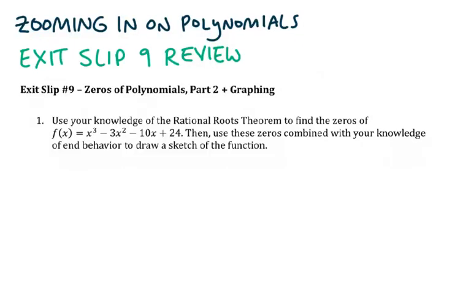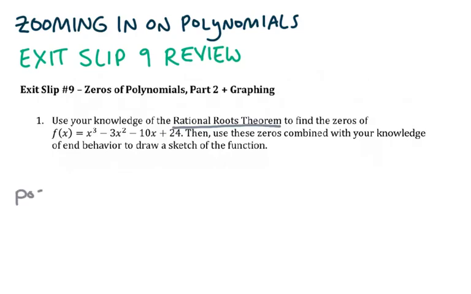Okay, it's time to look at exit slip 9 on the zeros of polynomials. In this exit slip, we were asked to use our knowledge of the rational roots theorem, or the rational zero theorem, to find the zeros of the function. So basically what that theorem tells us is it gives us a way to talk about possible zeros.